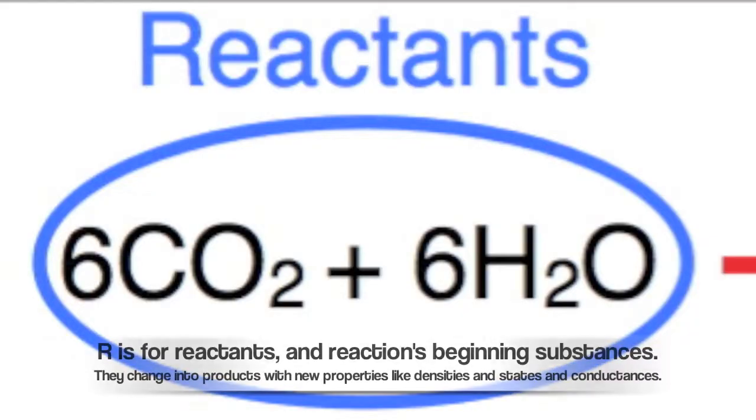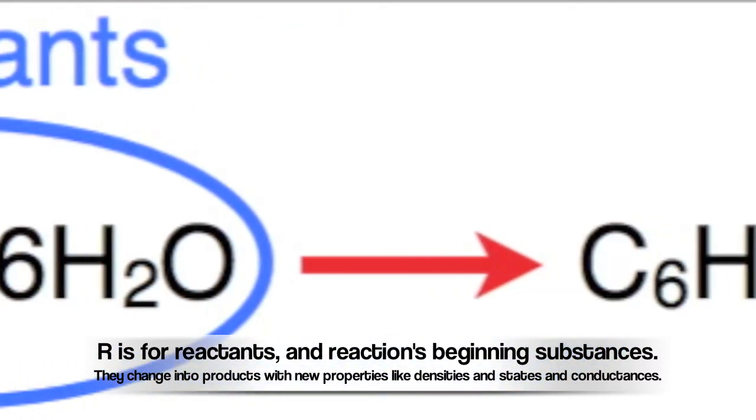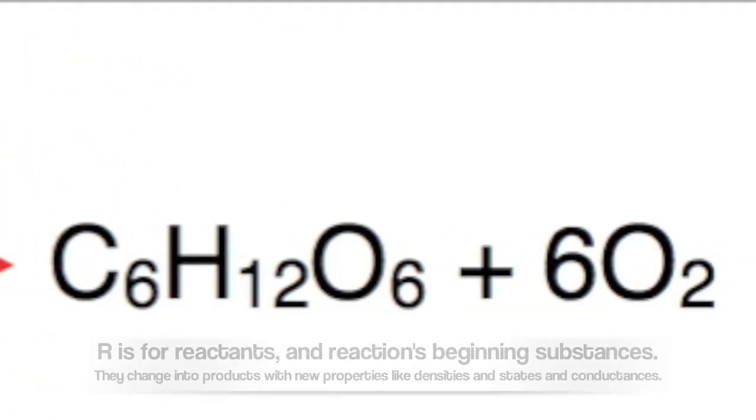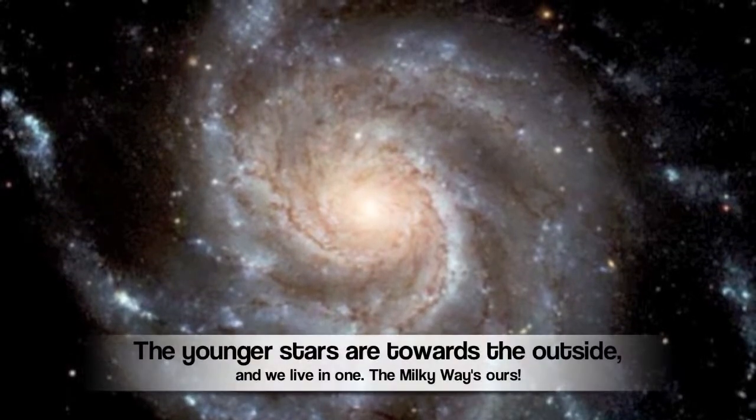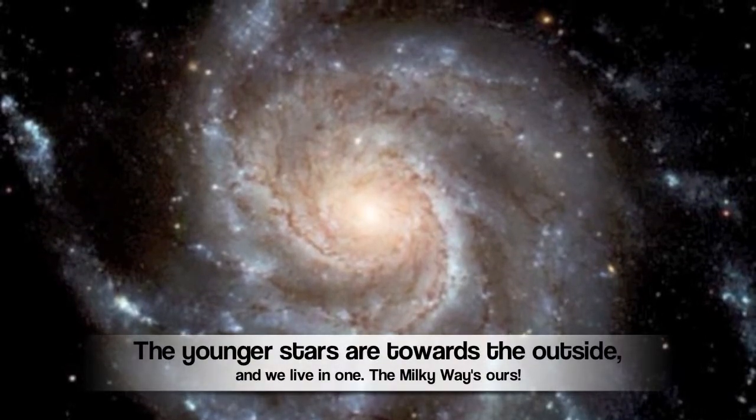Olé! R is for reactants, a reaction's beginning substances. They change into products with new properties, like densities and states and conductances. S is for spiral galaxy, a rotating flattened disk of stars. The younger stars are towards the outside, and we live in one. The Milky Way is ours.